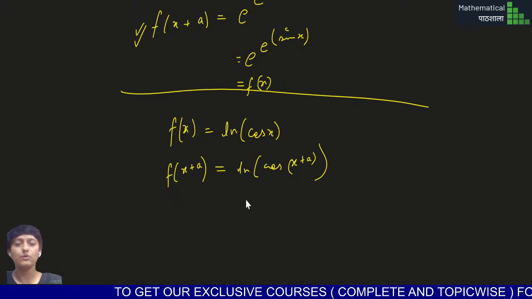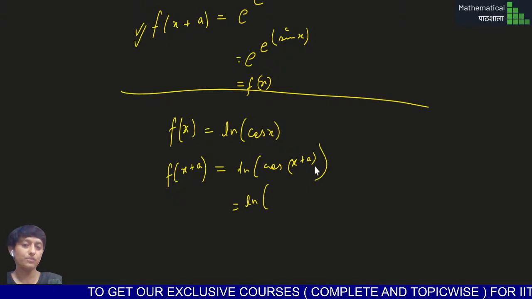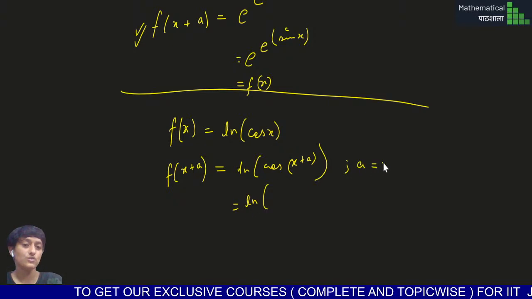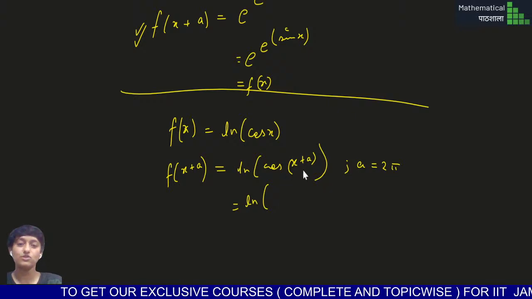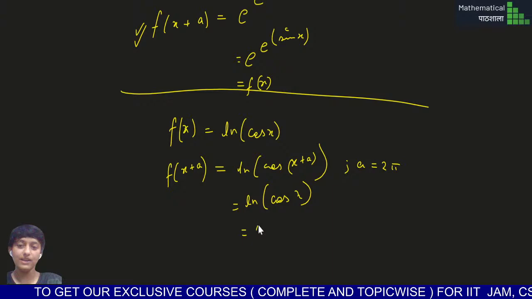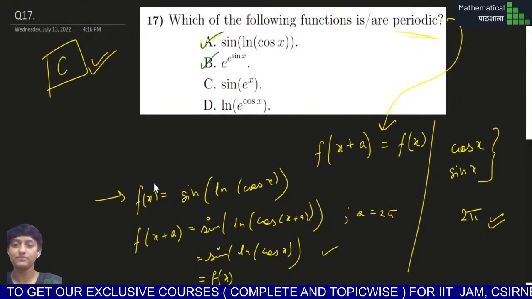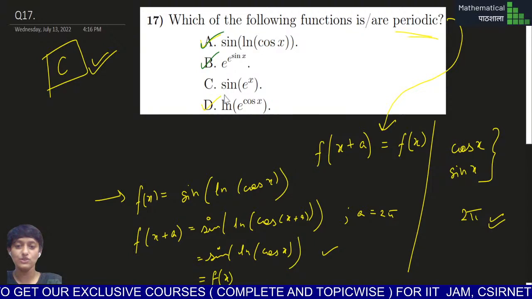Alright. So cos 2 pi plus theta, let us again take a is equal to 2 pi. So what we will get? Cos 2 pi plus theta is equal to again cos theta. So it is again f x. So we have got this one also, right? So option D is also correct.